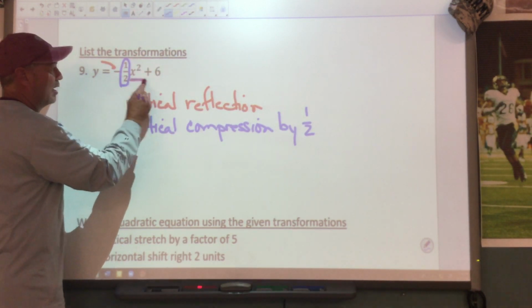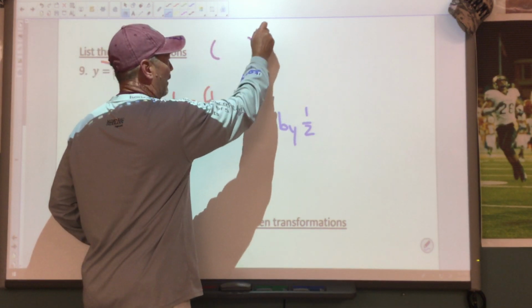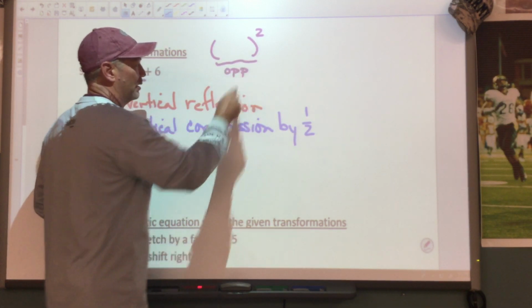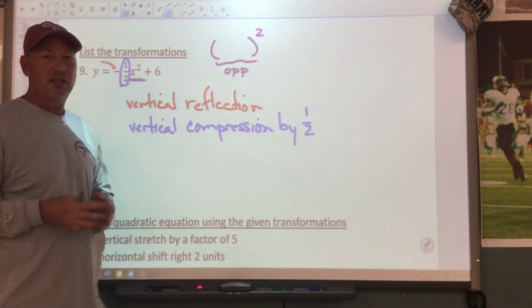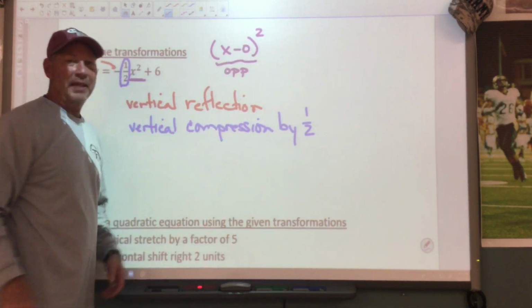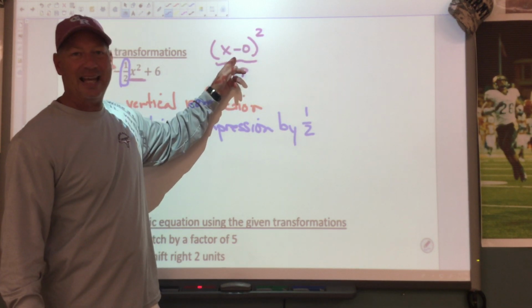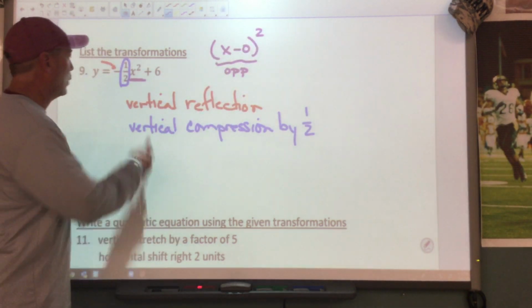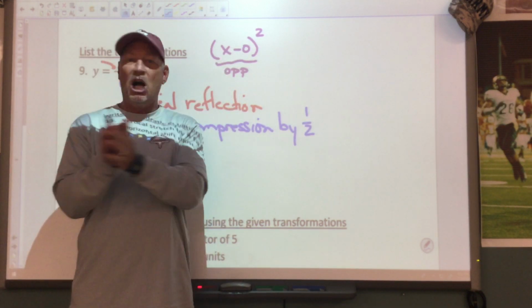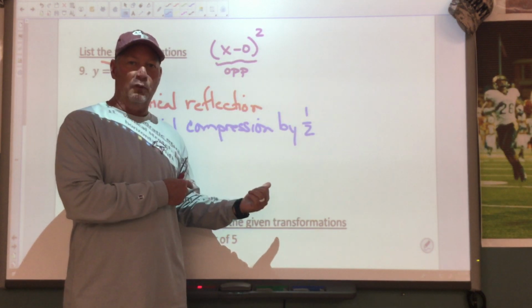Now the tricky part is this right here. Look, it's not in parentheses. Normally we'll have parentheses and we'll have somebody squared, and then I'm going to ask you to take the opposite. But there's nothing in parentheses here. What this really is, is x minus 0. That's why it's just x squared. So we did not go left or right at all because it's a 0. So we do not have a horizontal shift. So we do not talk about it. We don't list it as a transformation.